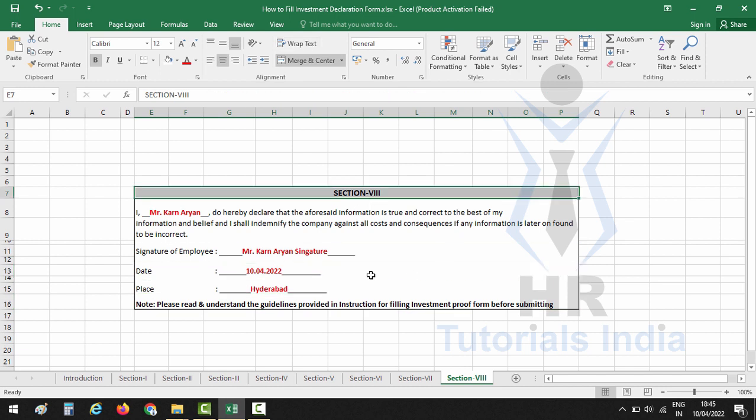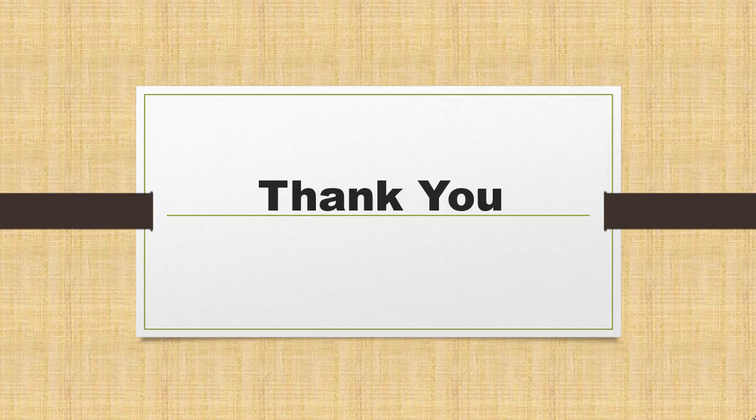We have filled all these details under section 8, and we have filled all 8 sections and completed the investment declaration form. So dear friends, I hope you understood how to fill the investment declaration form, both theoretically as well as practically.